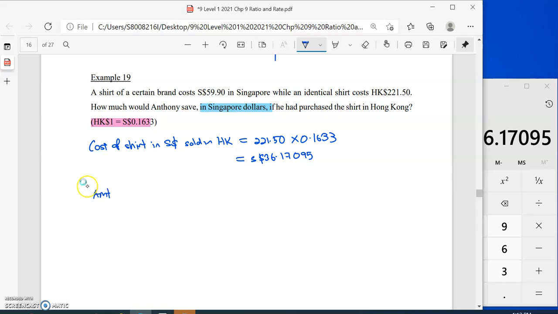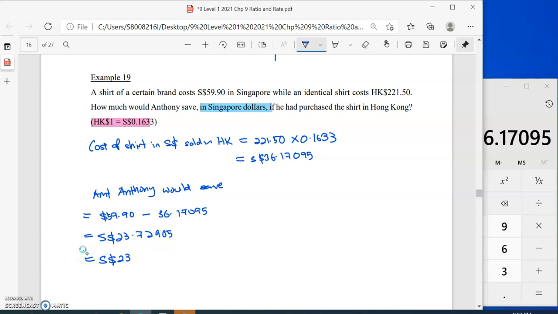The amount Anthony would save, therefore, is 59.90 minus away 36.17095. That means I am looking at a savings of Singapore dollar 23.72905. And this being our final answer, let's round this off to 2 decimal places. That gives us 23.73 Singapore dollars. Not difficult, is it?